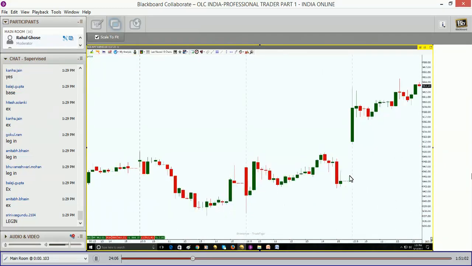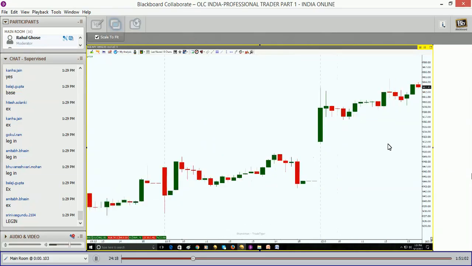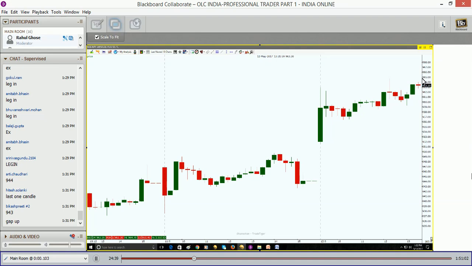Okay, I'm looking to mark my demand zone in Infosys, friends. Now, where can you see an explosive move in price when you start with current market price, friends? Where can you see an explosive move in price? RT says 944. Gap up. But is that the only explosive move?